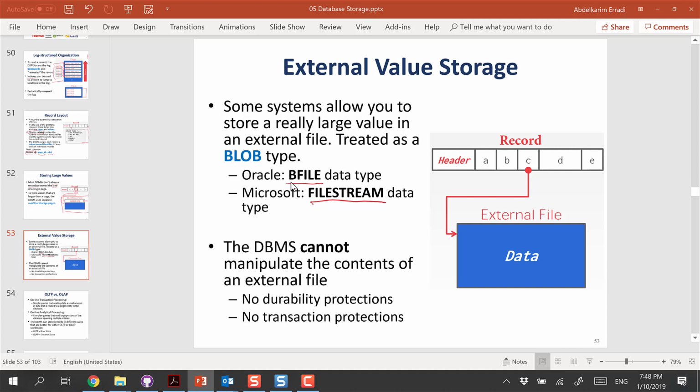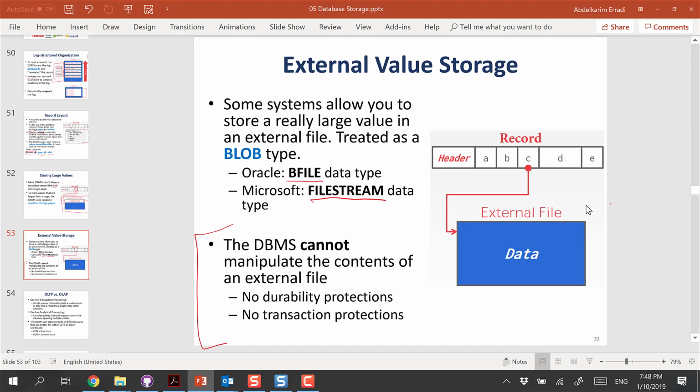Now, in here, you need to be very careful. This is external to the database. You don't benefit from durability, you don't benefit from transactions. This is outside the control of the database. There are no guarantees there. But the advantage is those files, you can manipulate them from outside the database. Let's say if it is a Word document, you can open it in Word, no problem. The database is aware of it, but it cannot change it or access it or provide you durability or provide you the transaction properties that we discussed.